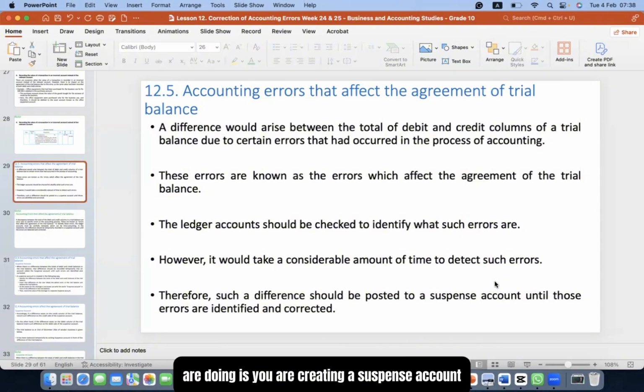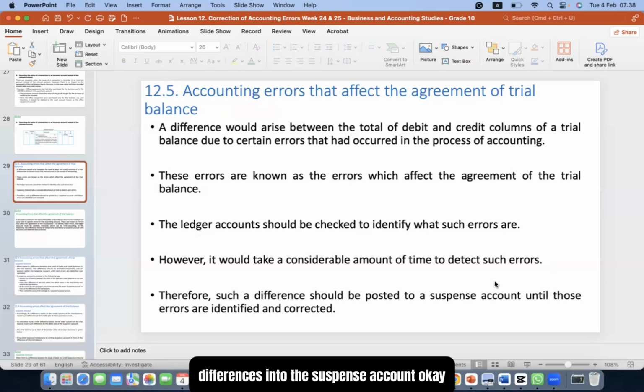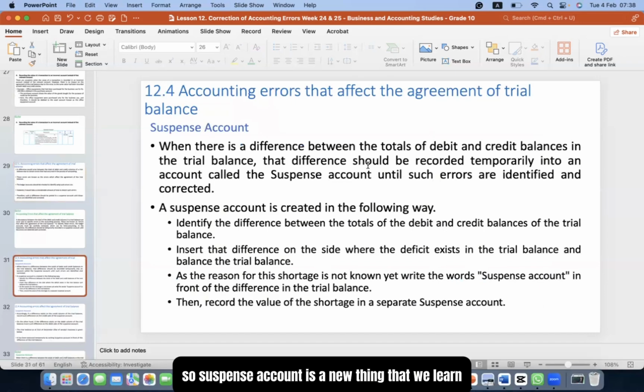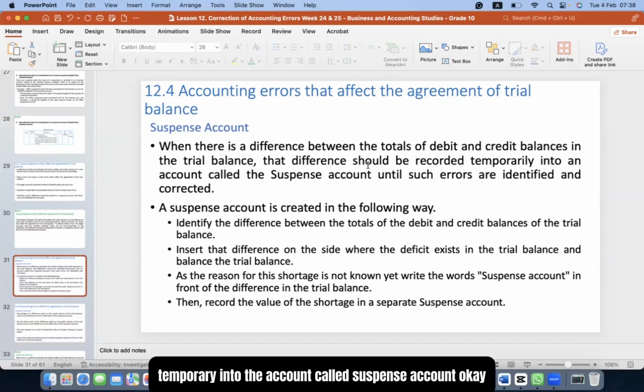Because of that, what you do is create a suspense account and post that difference into the suspense account. So in case you have errors that affect the agreement of trial balance, you create a suspense account and you post those differences into it. Suspense account is a new thing that we learned when dealing with accounting errors that affect the agreement of trial balance. When there is a difference between the total of the debit and the credit balances in the trial balance, that difference is recorded temporarily into the account called suspense account.